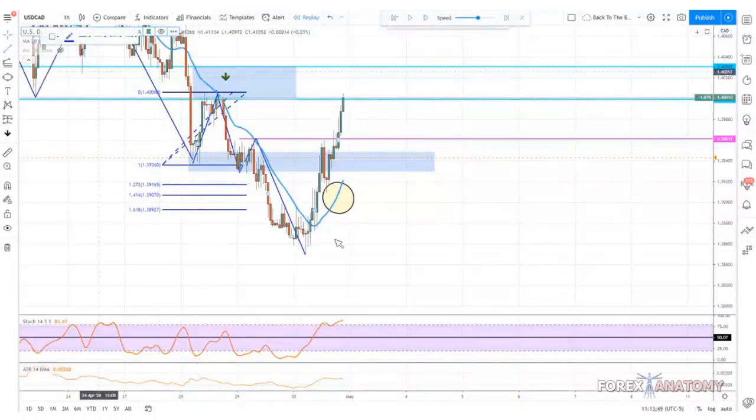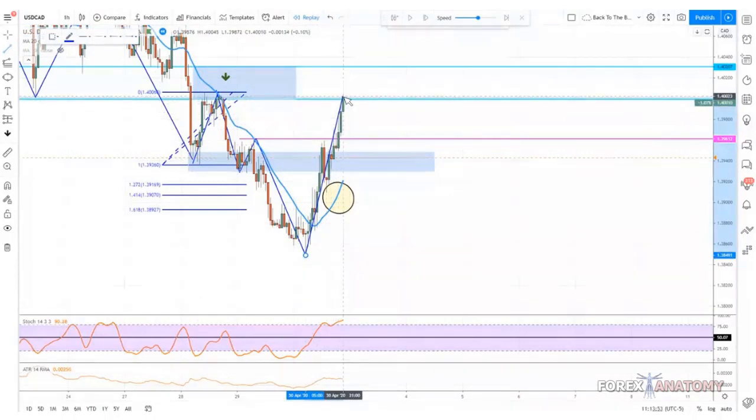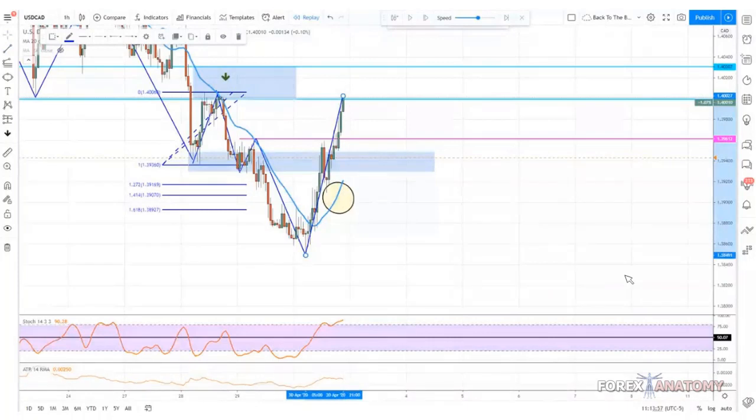So what do you think we need to do next? Should we be buying or selling right now? Should we look for buy opportunities or sell opportunities? Yep, we should be looking to buy, right? So then where would we look to buy at?